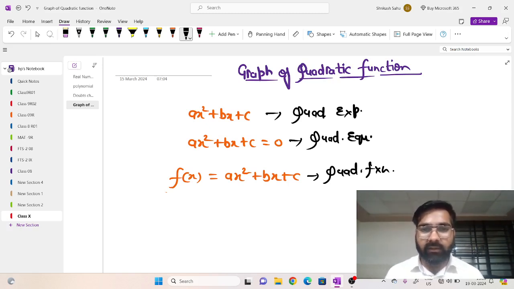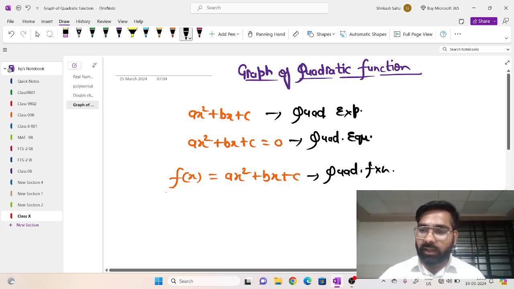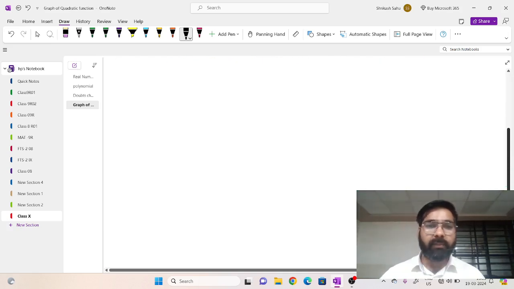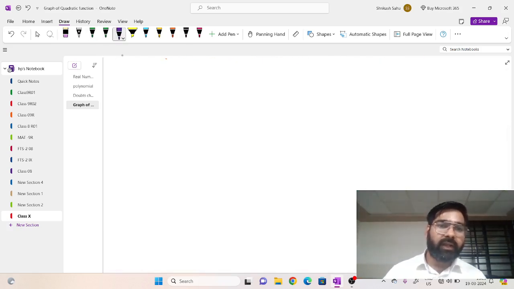An expression has no graph. An equation generally has a linear graph, like if we find two values of x, then we get only two lines on a Cartesian plane. But in the case of a function, every function has a unique graph, just like the graph of a quadratic function. The graph of a quadratic function on a Cartesian plane is known as a parabola.